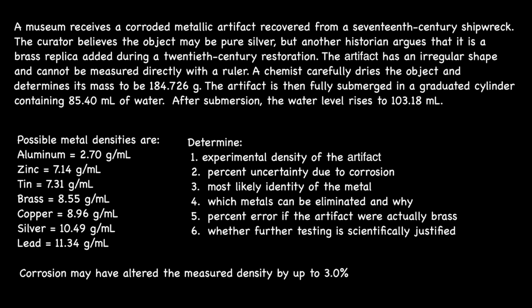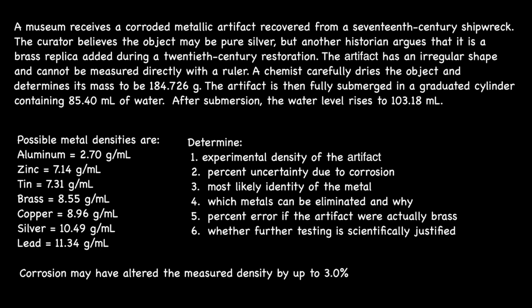A museum receives a corroded metallic artifact recovered from a 17th century shipwreck. The curator believes the object may be pure silver, but another historian argues that it is a brass replica added during a 20th century restoration. The artifact has an irregular shape and cannot be measured directly with a ruler. A chemist carefully dries the object and determines its mass to be 184.726 grams. The artifact is then fully submerged in a graduated cylinder containing 85.40 milliliters of water. After submersion, the water level rises to 103.18 milliliters.